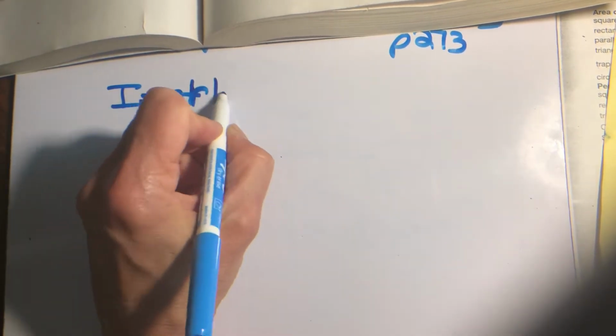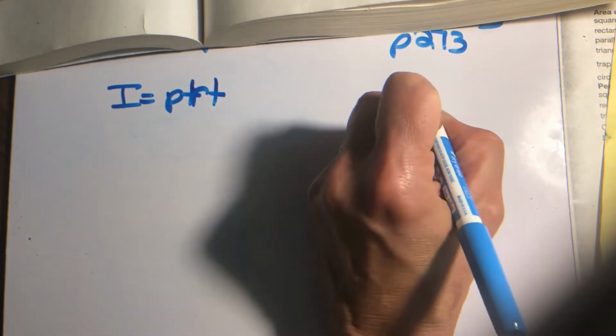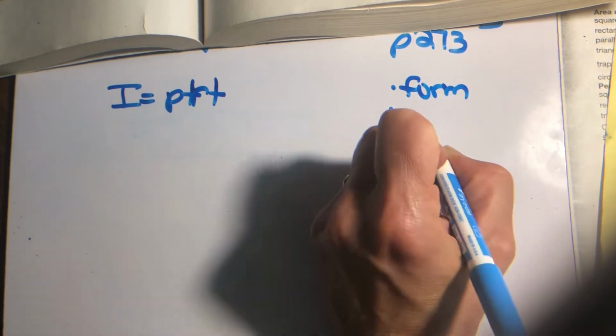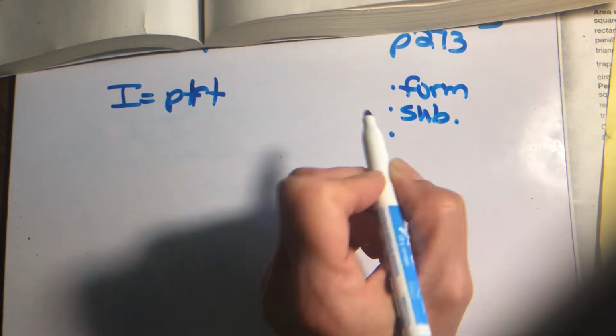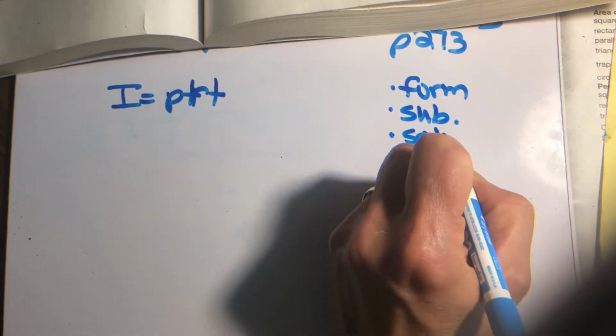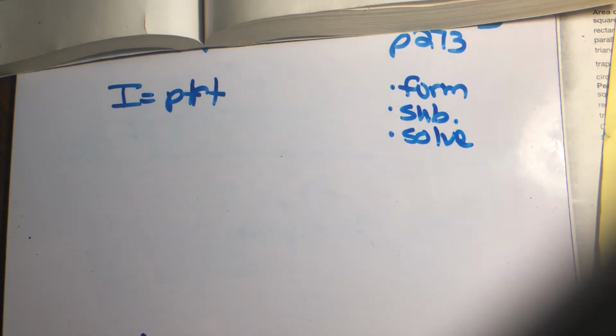So we're going to write our formula, I equals PRT. Remember your steps. We need to write the formula. We need to plug it in. We need to solve it. And we may have to use some algebra, okay?